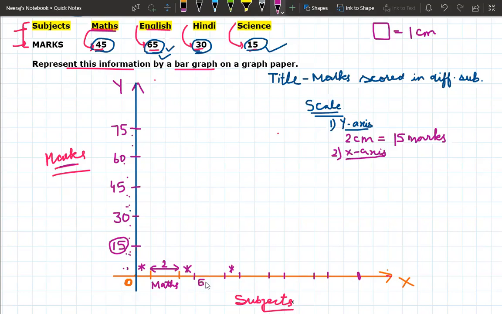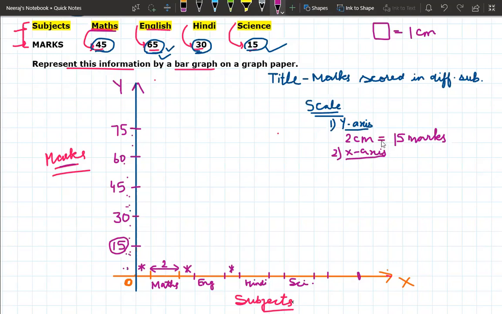So secondly, I will draw English, then Hindi, then science, right? In this way, I'm going to draw the rectangular bars. Now here I am going to draw a rectangular bar in two blocks. So on the x-axis, I'm drawing a rectangular bar only.